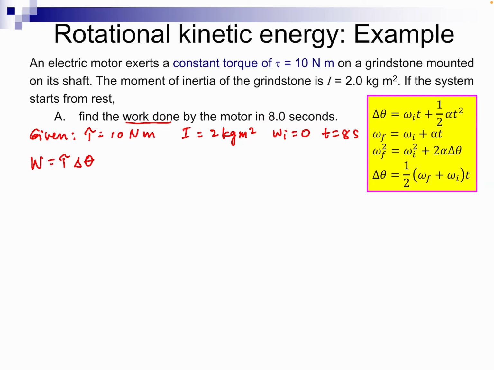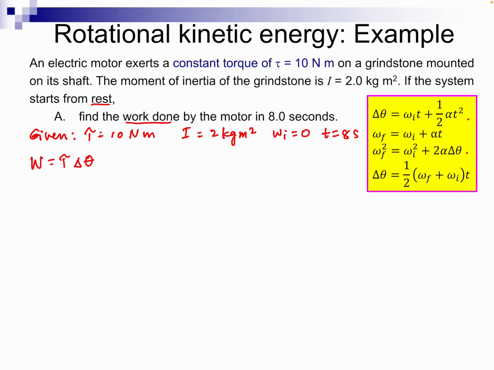As the grindstone starts from rest and the motor rotates it, we want to find the angular displacement after 8 seconds of rotation. So what do we know? We know the initial angular velocity is 0 because the system started from rest, and we know the time, 8 seconds. So using the kinematic equations, what we want to find is delta theta, right?